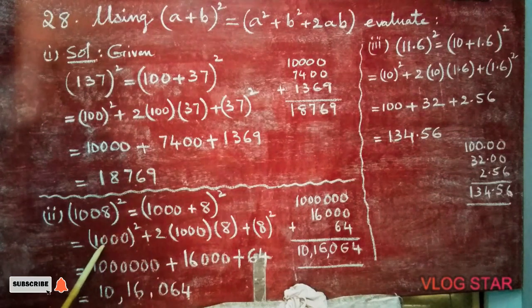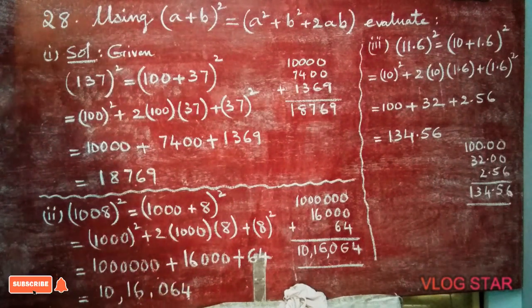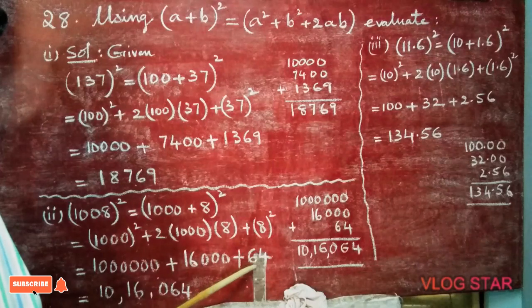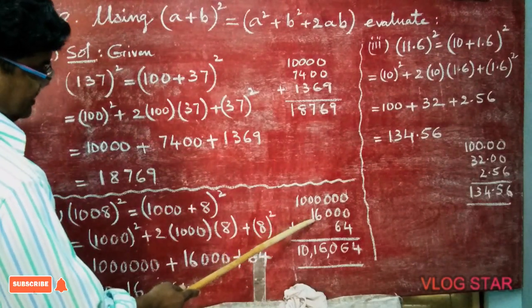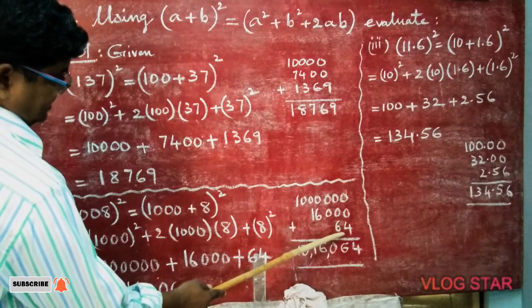So 1000 square plus 2 into 1000 into 8 plus 8 square. Now here how many zeros are there? 3 zeros. For that, double, 3 more. Otherwise, if you multiply, you get 10 lakhs. Plus 2 8s are 16, 16 into 1000, 16,000. Easy way of calculating. Plus 8 8s are 64. Add 10 lakhs plus 16,000 plus 64.